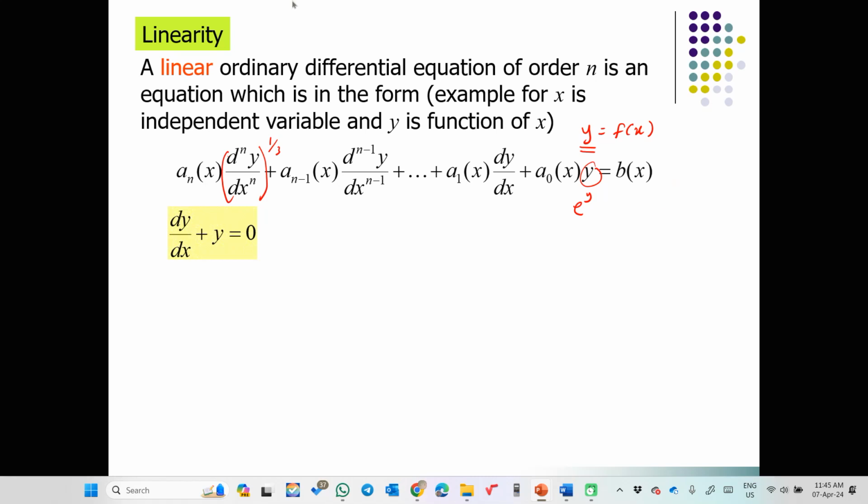This form is the linear form. I mean, if we have the dependent variable with power of 1 or less, it is linear.